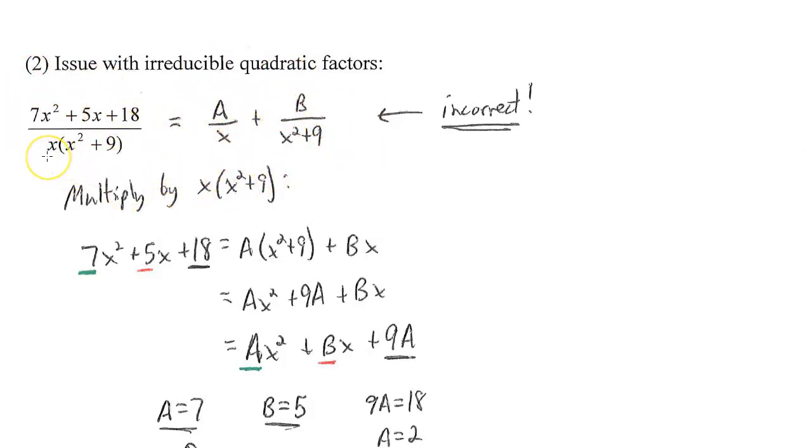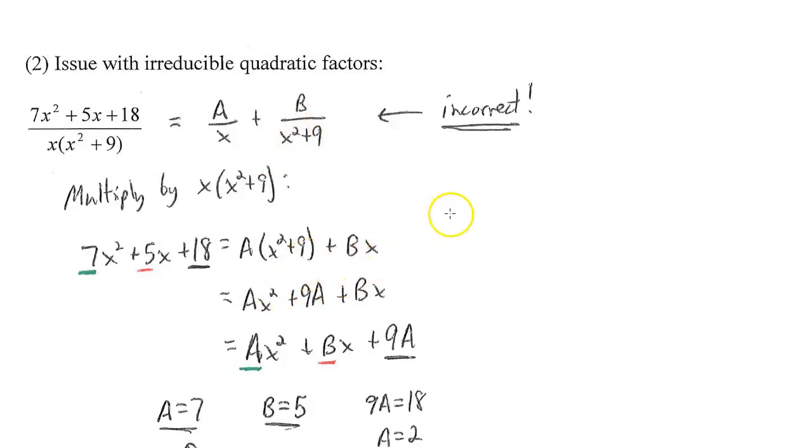So what would we do? We could attempt to multiply both sides by x times x squared plus 9. The left side would end up just being the numerator, 7x squared plus 5x plus 18. On the right side, if we multiply the first term, a over x, the x and the x would cancel and we'd be left with a times x squared plus 9. And for the second term, the x squared plus 9 would cancel, and we'd just be left with bx.